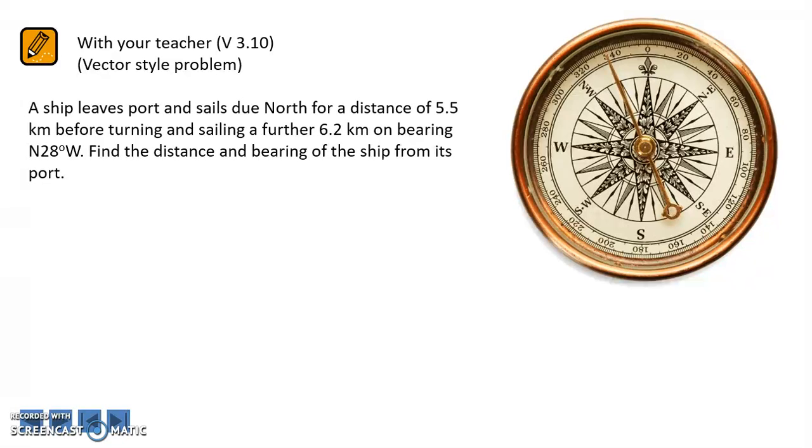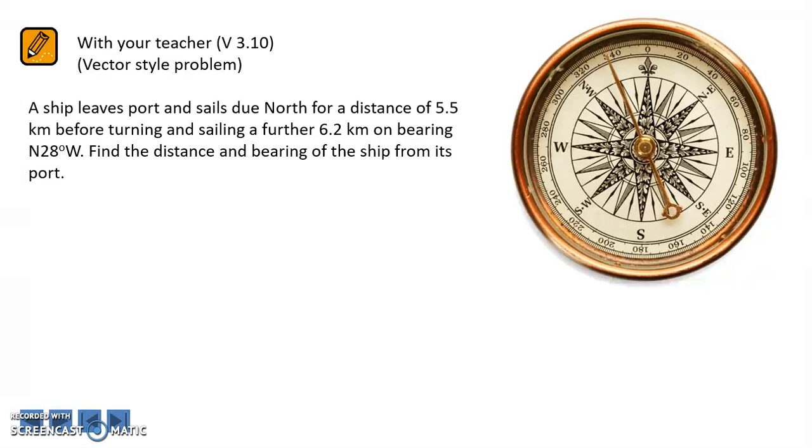Our last example that we've got is a vector style problem. So we've got a ship leaving a port and it's sailing due north for a distance of 5.5 kilometres before turning and sailing a further 6.2 kilometres on a bearing of north 28 degrees west. Find the distance and bearing of the ship from its port.